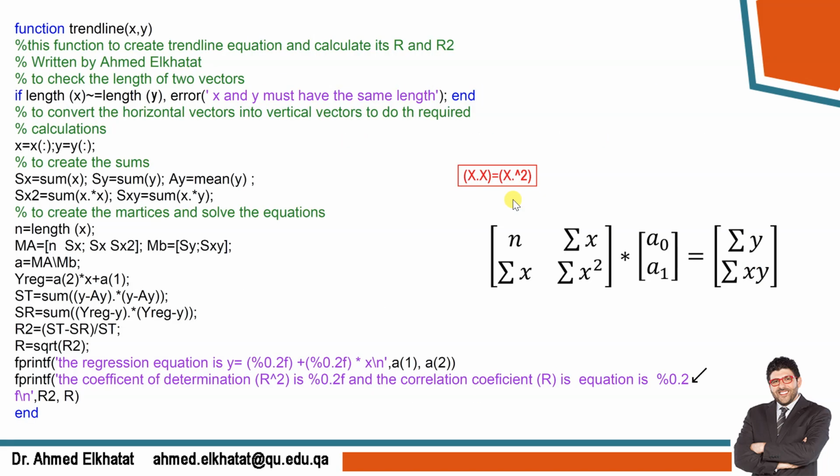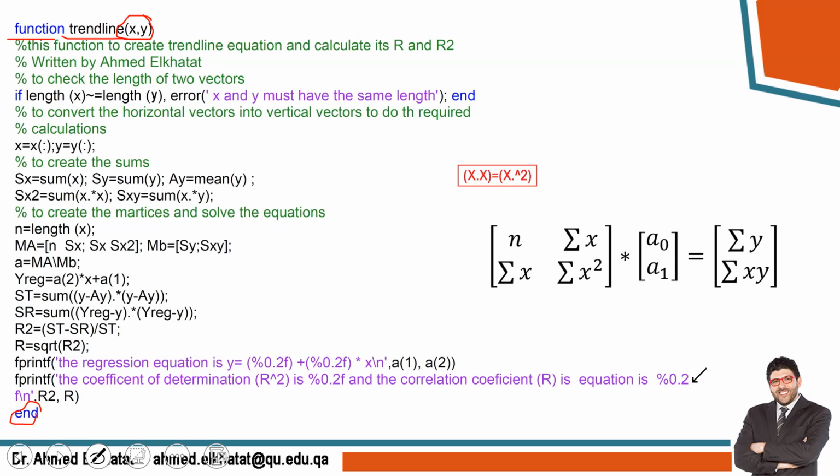Okay, so this is my script. I just want to explain the script. Now this script creates a function, so this is called function. I named the function trend line, xy. So here I have two inputs, x and y. When you start a function, you have to end it by end. This is to end the function.